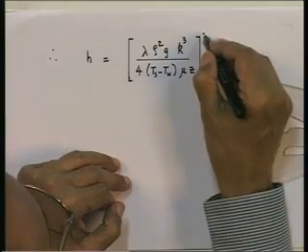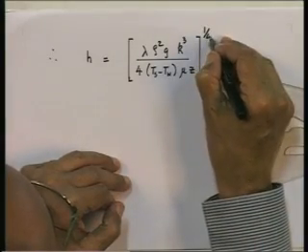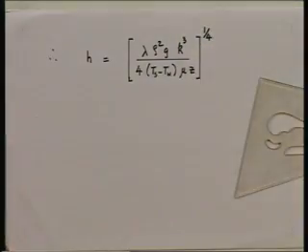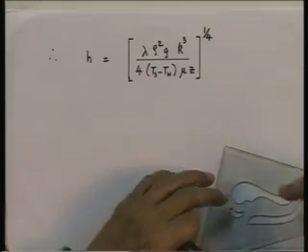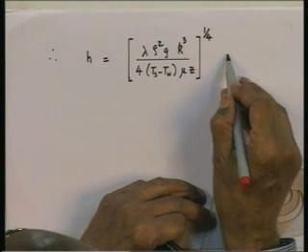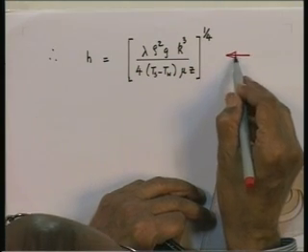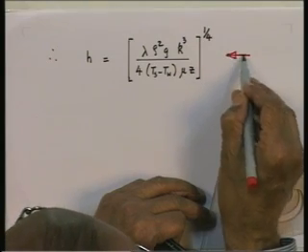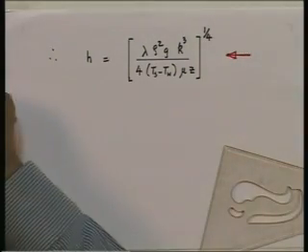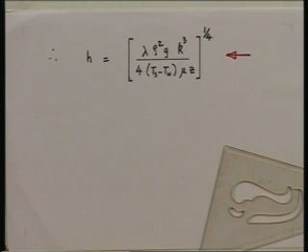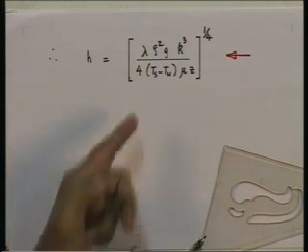The whole expression to the power of 1 upon 4. So, this is our expression for the local heat transfer coefficient, and this is an important expression. We put an arrow on it to indicate that this is one of the things we were looking for, an expression for the local heat transfer coefficient. Now, what is its characteristic?